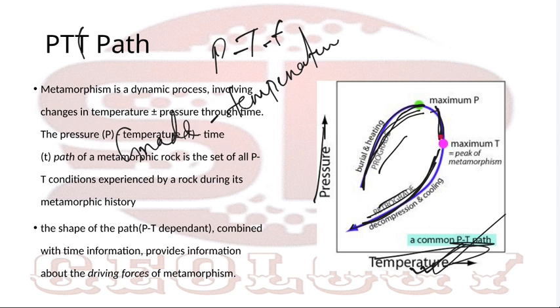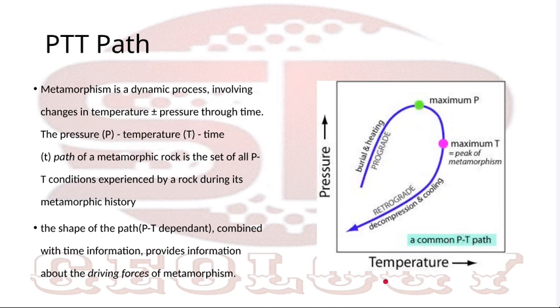This is the peak of metamorphism. Why is this the peak of metamorphism? Because here pressure is also high, temperature is also high. But this is not the peak, because temperature is not highest, only the pressure is the highest. The peak of metamorphism will be the point at which pressure and temperature are both high. So everyone understood what a PTT path represents?